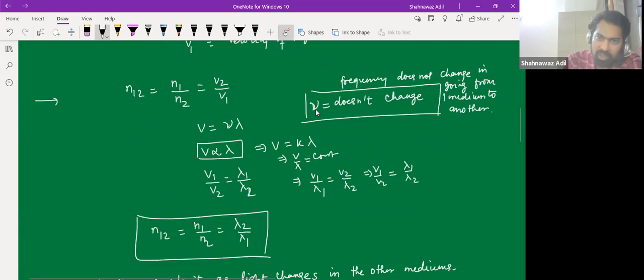Yeah, so this is a very crucial point to remember, that the frequency of the light does not change, right? Whenever the light is propagating through mediums, the frequency remains the same. Only the wavelength and the velocity of the light change. Whenever you guys have noted it down, please tell.